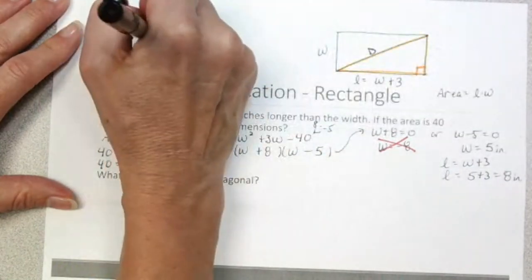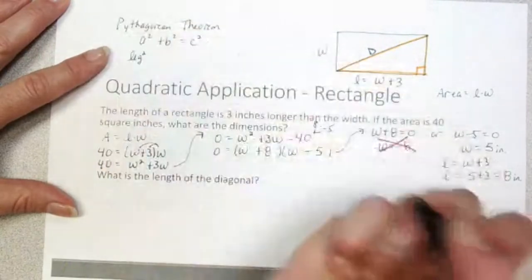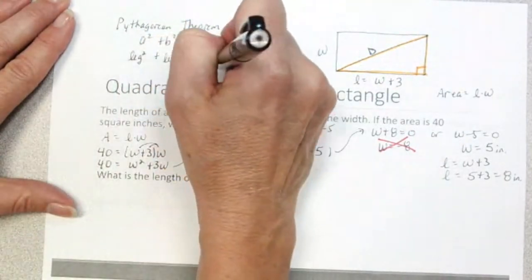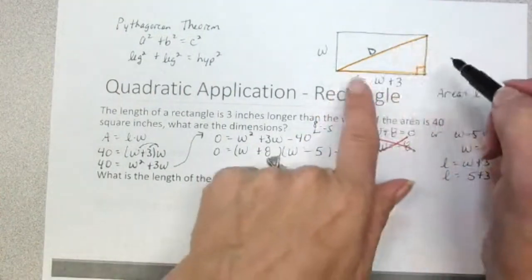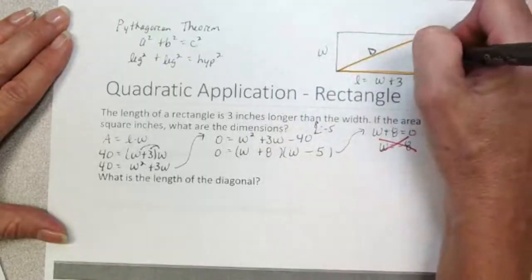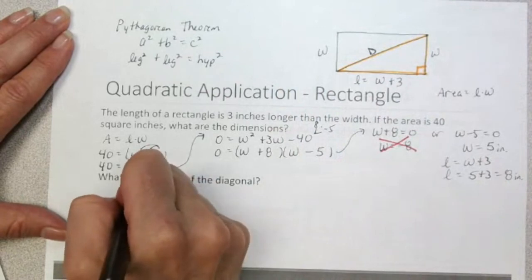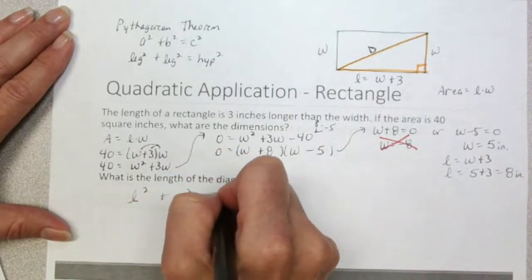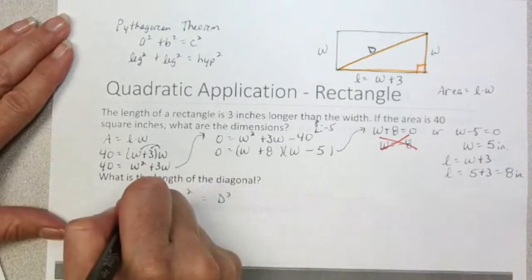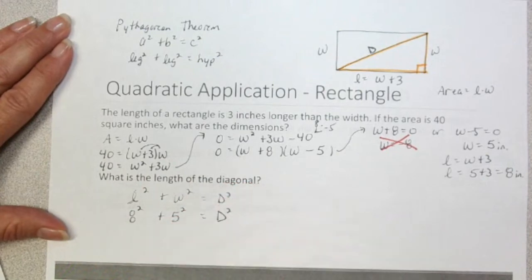Some of you might have learned a squared plus b squared equals c squared. But what the Pythagorean theorem says is that one leg of a right triangle squared plus the second leg of the right triangle squared is equal to the hypotenuse of the right triangle squared. So for our case here, it's going to be the length squared plus the width squared equals the diagonal squared, right? We know that the length is 8 inches and the width is 5 inches. So we can say 8 squared plus 5 squared is equal to that diagonal squared.